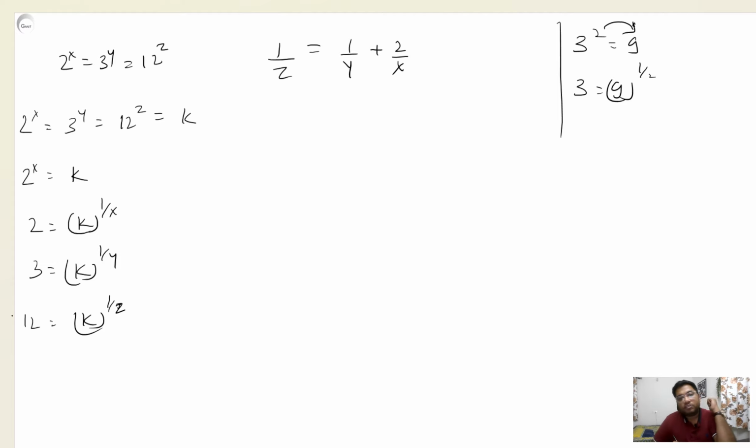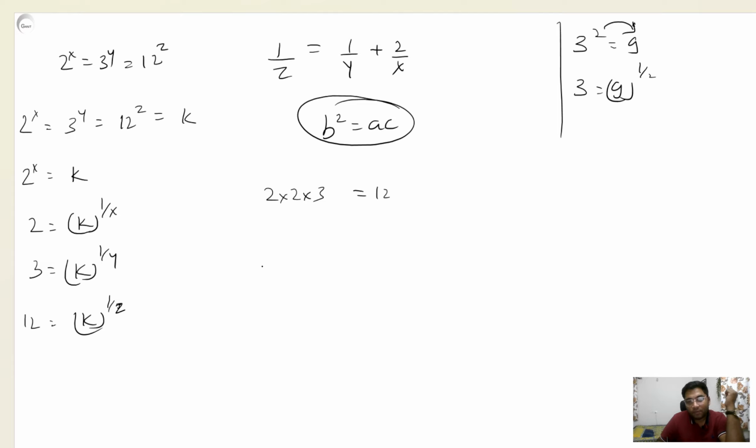But the earlier question that we had done had a relationship given to us, b square is equal to ac or something. That was given to us. Since we are dealing with numbers now, there is no relation given. But we are smart. We know 2, 3 and 12 have a relation. How so? If you write 2 into 2 into 3, what do you get? Guess what? You'll get 12.